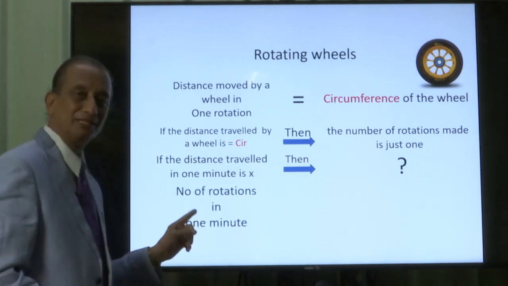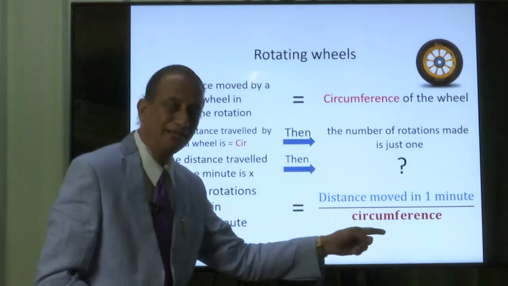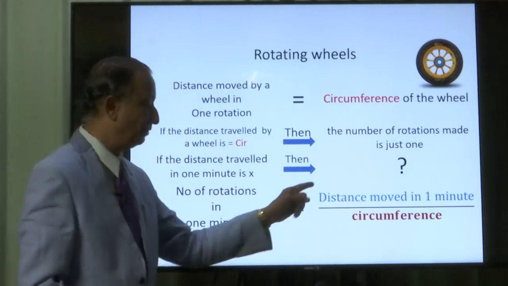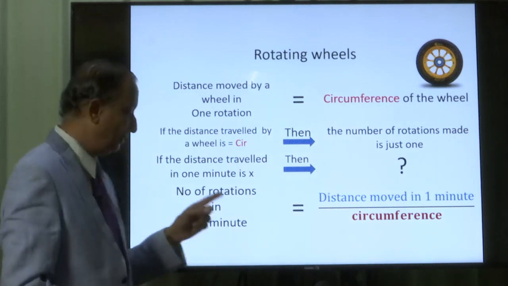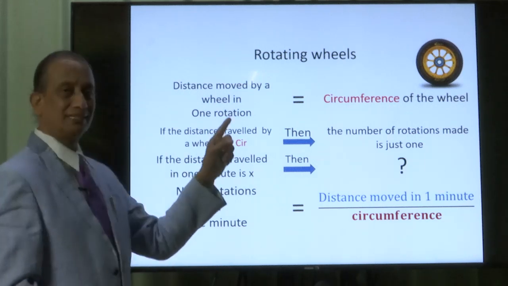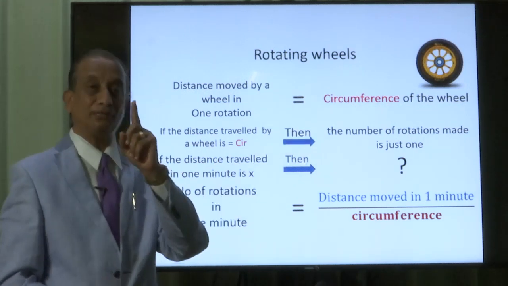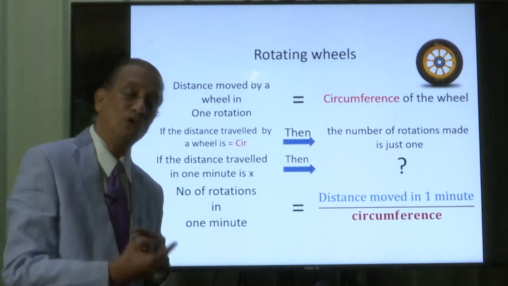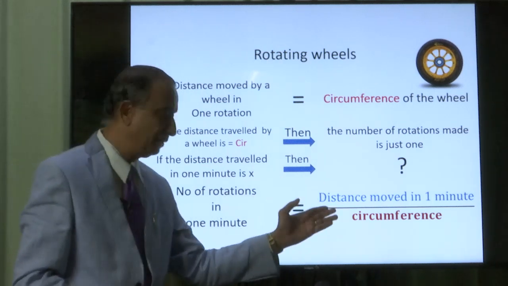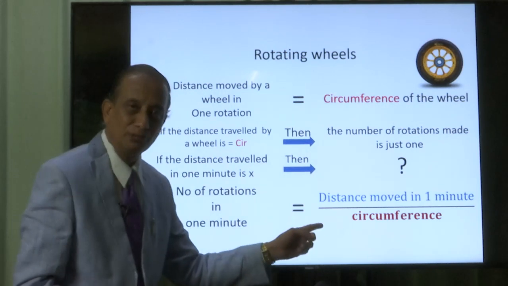So, the number of rotations in 1 minute must be equal to the distance travelled in 1 minute divided by its circumference. So, if you divide the distance travelled in 1 minute by the circumference of that wheel, you get the number of rotations, because if the distance travelled by the wheel is equal to its circumference, then it has made only 1 rotation. Now, it has travelled x distance. Then in such a case, how many rotations has it made? For that, we need to divide the distance moved in 1 minute by the circumference. Children, please remember this. This will help you to solve a good number of problems.